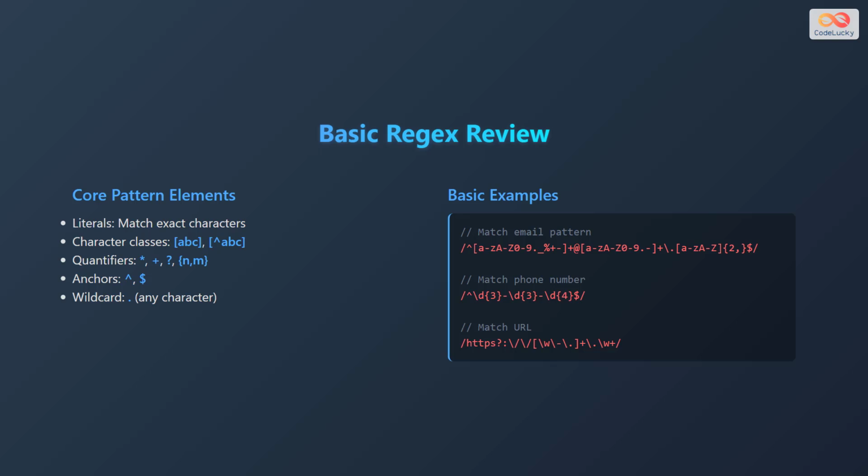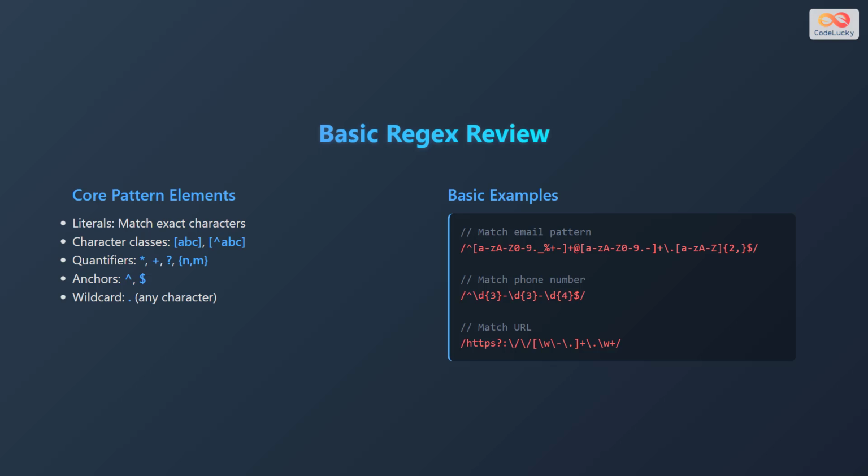Quantifiers like asterisk, plus, question mark, and curly braces with N, M, control how many times a character or group is matched. Anchors like caret and dollar specify positions in the string, such as the beginning or end. Finally, the wildcard dot matches any single character. Here are some basic examples.